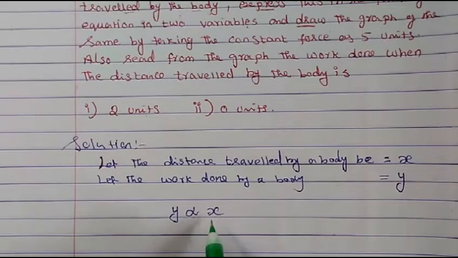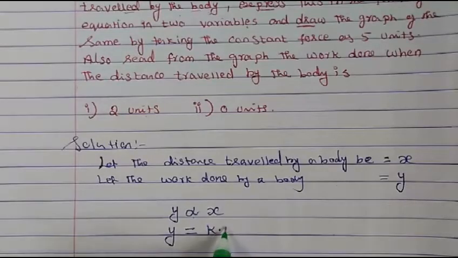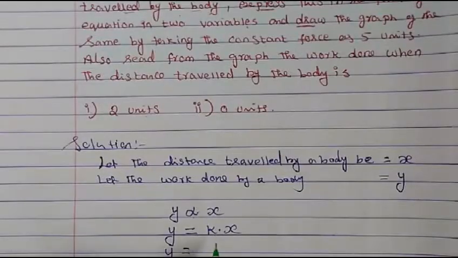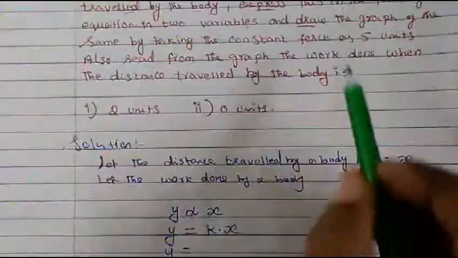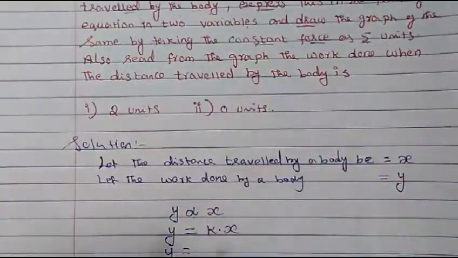So now we have to convert this into the form of an equation. Whenever we have to remove this proportional sign and put an equation sign, we have to multiply with a constant. So now we want to remove this sign and put an equation, so we have to multiply with a constant term. Now the constant is given to us here in the question, that is, the constant force is 5 units.